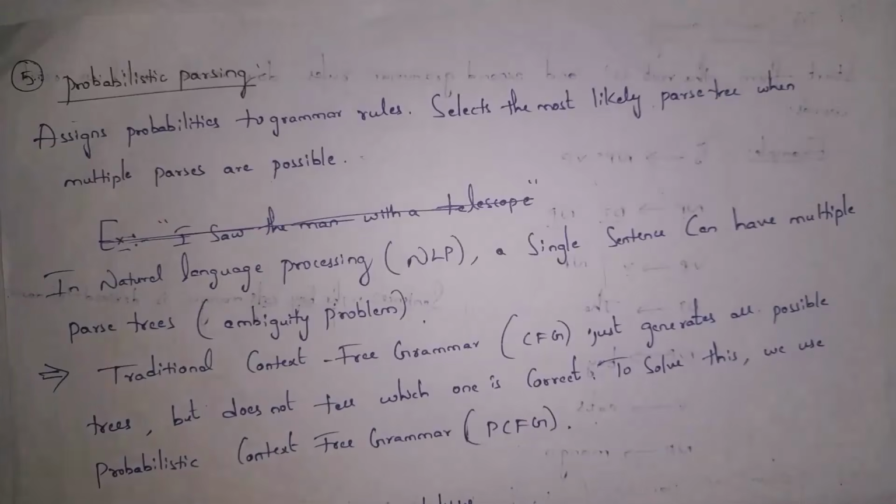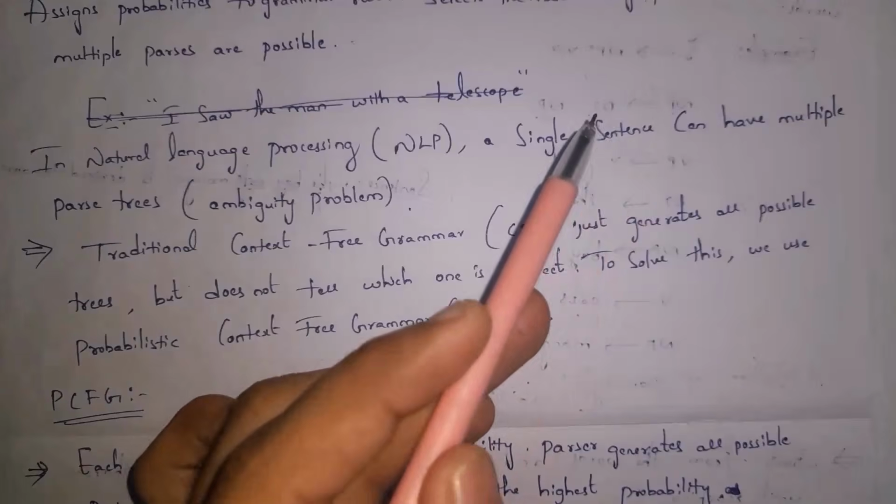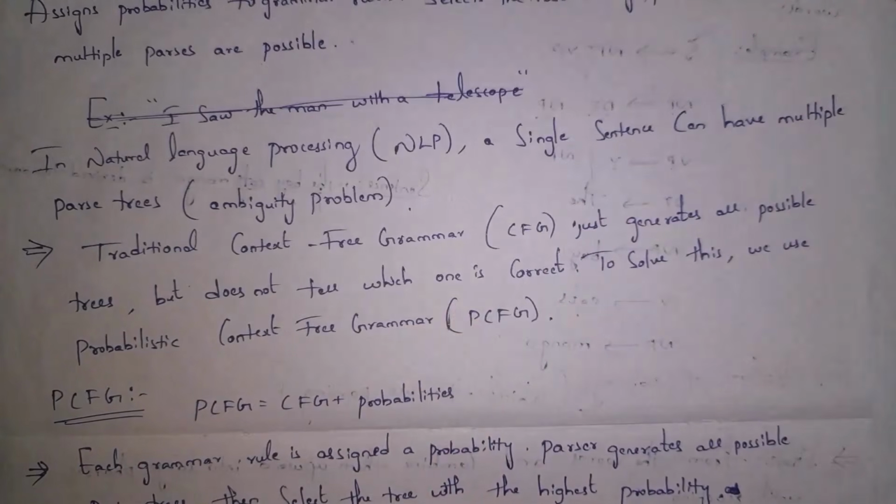Next I will explain what is probabilistic parsing. Guys, we'll use probabilistic parsing whenever there is ambiguity. Ambiguity is nothing but whenever a single sentence contains multiple meanings. In that situation, we'll use probabilistic parsing. I'll give one simple example. In NLP, a single sentence can have multiple meanings. So we need to generate multiple parse trees. We consider it as ambiguity.